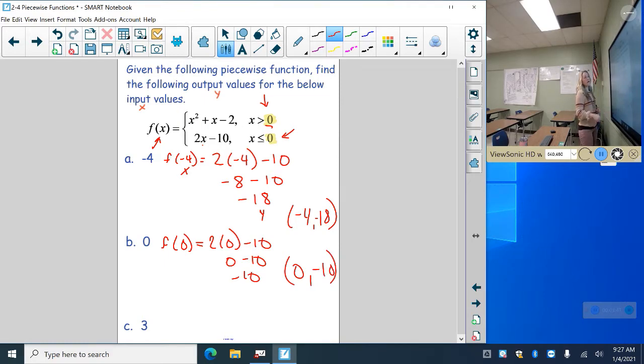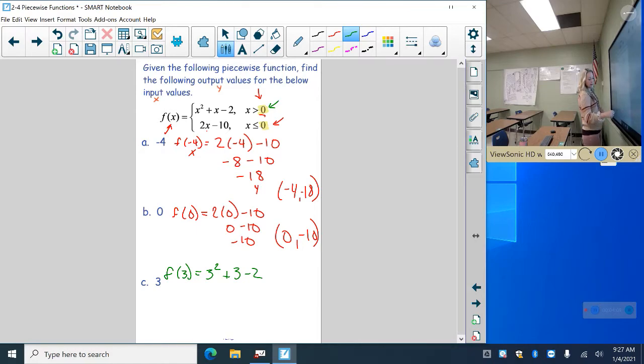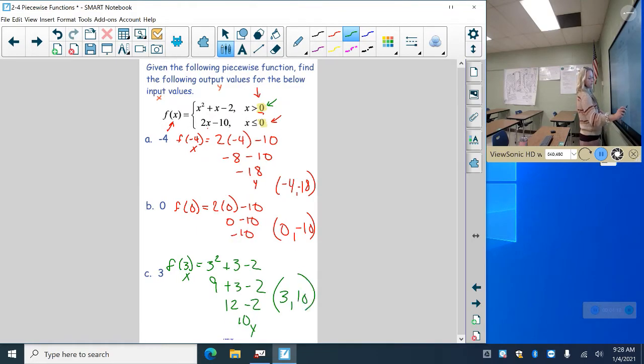What about 3? Since 3 is now greater than 0, we're going to use the top function. So f of 3 equals, we're going to plug in our x of 3, so 3 squared plus 3 minus 2. Do my exponent first, order of operations, so I have 9 plus 3 minus 2, which gives me 12 minus 2, which is 10. So my x value is 3, my y value is 10. (3, 10).